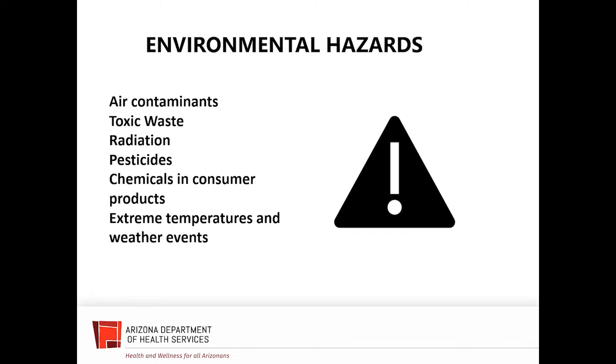Examples include air, water, and soil pollution from transportation, agriculture, industry, and other sources such as chemicals, toxic waste, radiation, pesticides, heavy metals, climate, extreme temperatures and weather events, where you live, home and community design, and chemicals in consumer products. The most common environmental health hazards are air and water pollution.